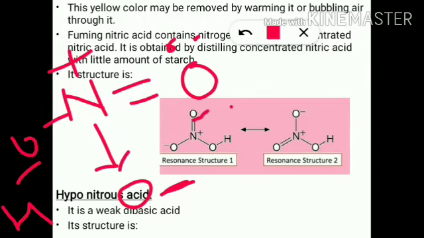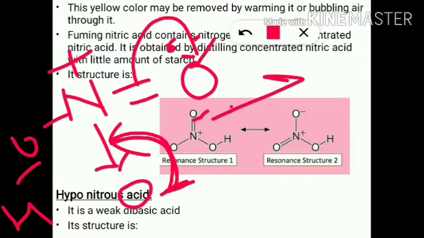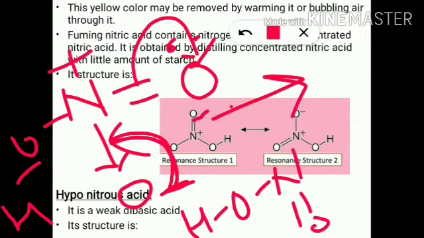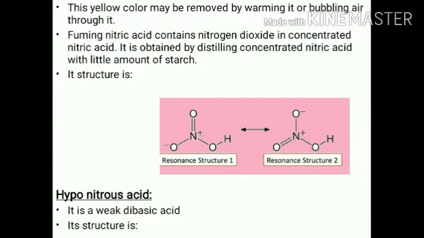Now shifting of electrons: the negative charge is shifted to that bond, then this 2 shifted to that bond, and now a new structure is formed, that is H single bond O single bond N double bond O single bond O, and this oxygen gains an electron, so the minus comes here. Okay, this is the resonance occurring in nitric acid.